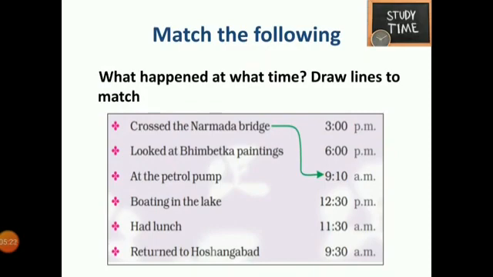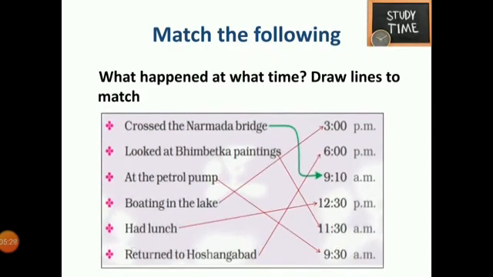Next, what happened at what time? Draw lines to match. You have gone through this video, so you can very easily mark it. Crossed the Narmada bridge at 9:10 a.m. Looked at Bhimbetka paintings, 11:30 a.m. At the petrol bunk, 9:30 a.m. Boating in the lake, 3 p.m. Had lunch, 12:30 p.m. Returned to Hoshangabad, 6 p.m.